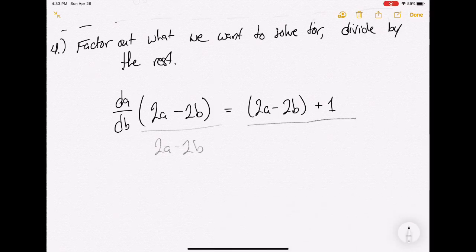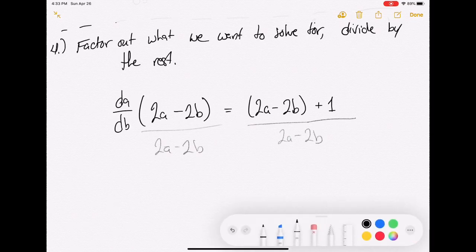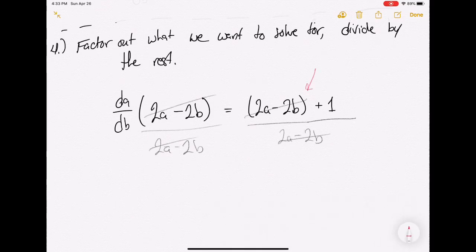Divide everything over there by 2a minus 2b. And so this term actually cancels. And remember, when things cancel, I swear if you guys forget this, remember. There you go, I fixed it. When things cancel in fractions, they become 1. Just keep that in mind. So that's what's actually going on here.